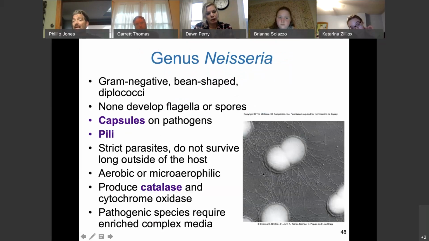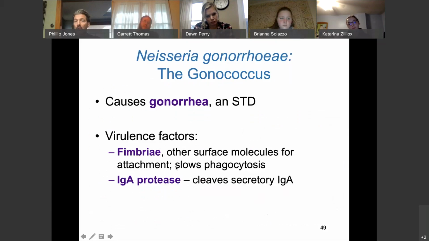Once that attaches to your mucous membranes in your throat, your nose, or whatever mucous membrane we want to be talking about, it's not going to let go. Other surface molecules for attachment slow phagocytosis, so your macrophages and antigen presenting cells can't even engulf it, break it down, and present it. And here's the killer part: IgA protease cleaves secretory IgA. So you have IgA in your mucous membranes, and it cleaves it and destroys it.